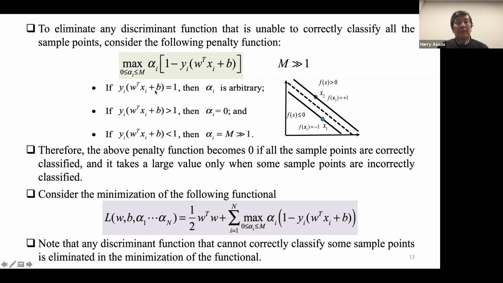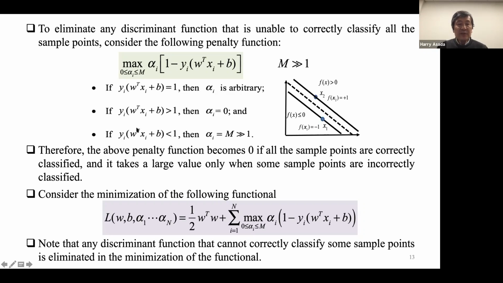On the other hand, if the sample point is correctly classified, it makes this term greater than 1. If that's the case, this term becomes negative. Therefore, to maximize this, alpha should be 0. So alpha i should be 0 for those points which are classified correctly.